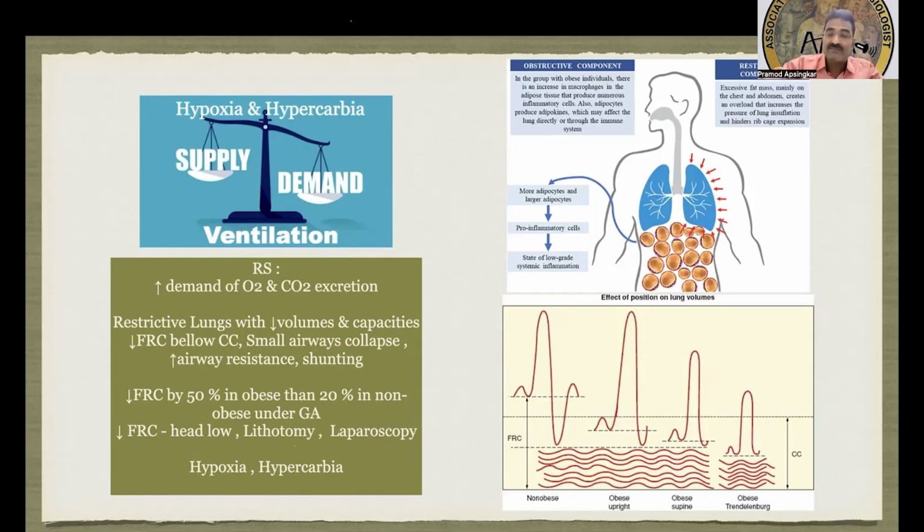And again, in the tunnel position, or the lithotomy position, the lungs get compressed from outside and it becomes a restricted lung. So on one hand, there is a restricted lung, and on the other hand, there is increased oxygen demand and CO2 excretion demand because of the increased weight and the increased metabolism of the patient. So these patients are more prone to hypoxia and hypercarbia.